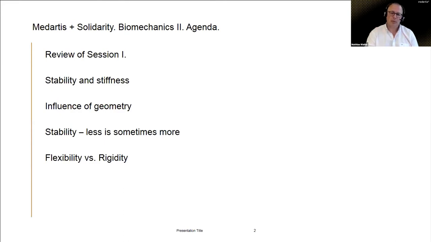Maybe you remember, last week we talked mainly about metal, to be precise, about titanium, and why we've chosen titanium as an implant material. And geometry was not highlighted then. Now is the time to do so. So stability, less is sometimes more. So why are some of our implants way more delicate than the stuff that you usually find out in the field? And there's a huge difference when we talk about flexibility and rigidity.